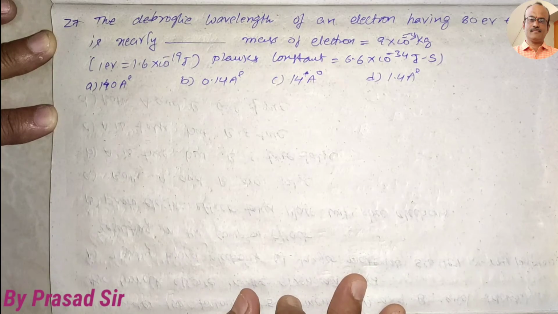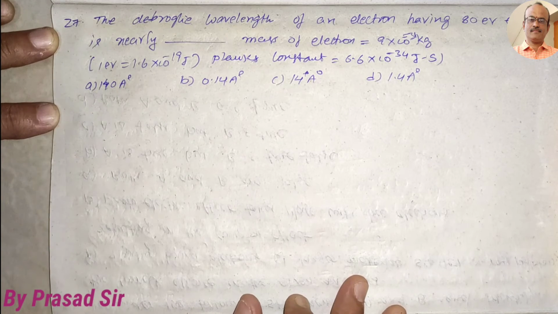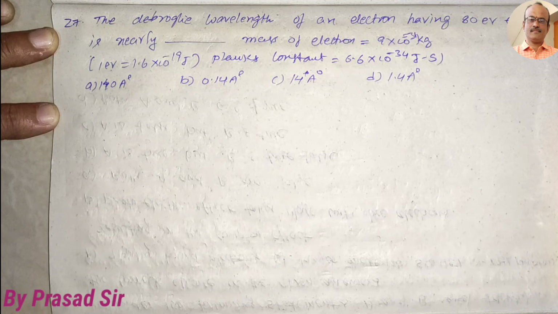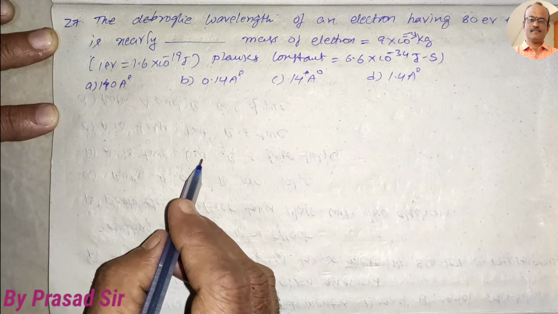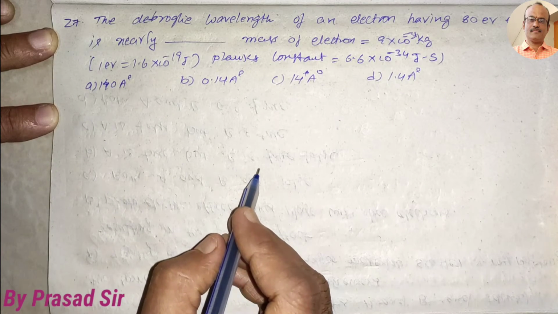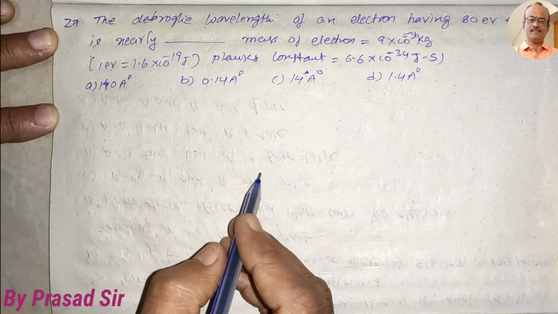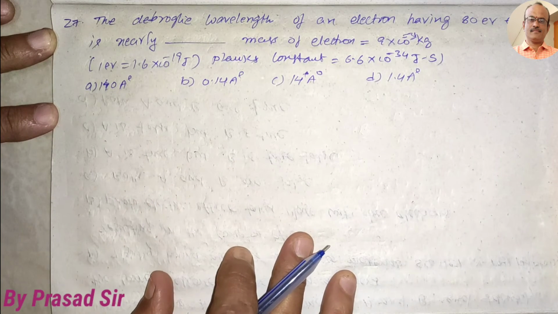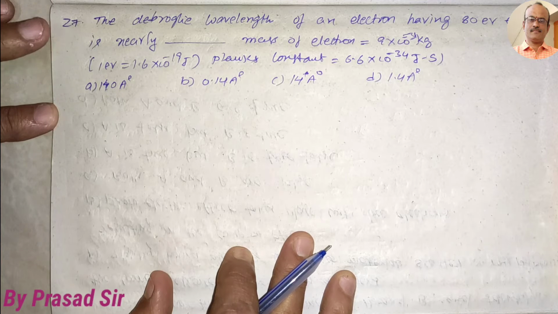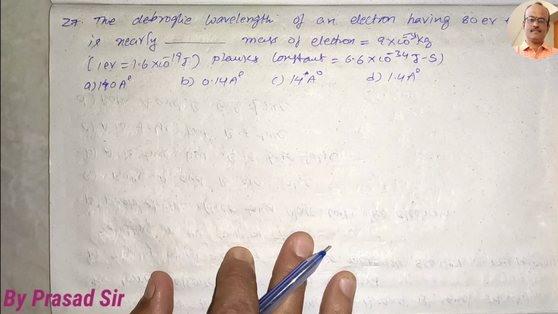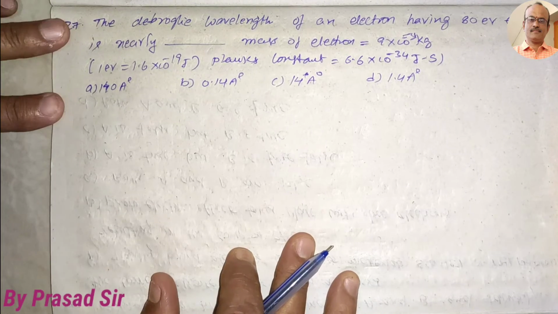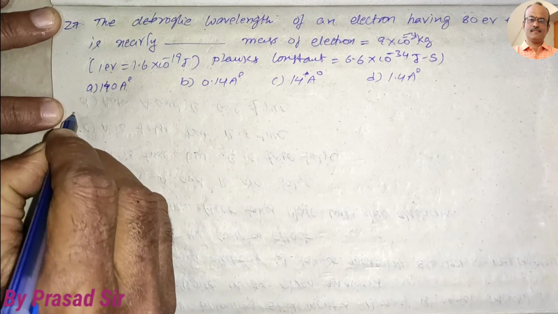Now question number 27. The de Broglie wavelength of an electron having 80 electron volt energy is nearly dash. Mass of electron is given as 9 into 10 to the power of minus 31 kg, 1 electron volt is given as 1.6 into 10 to the power of minus 19 joules, and Planck's constant is 6.6 into 10 to the power of minus 34 joule second. But which one do we want to calculate? The de Broglie wavelength. So here we will write the formula for that.